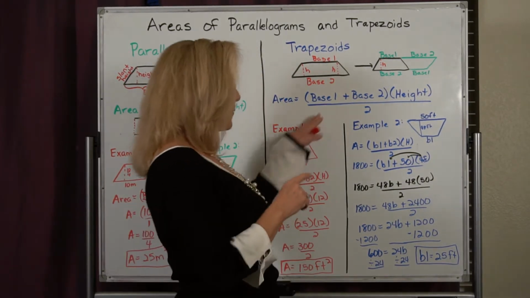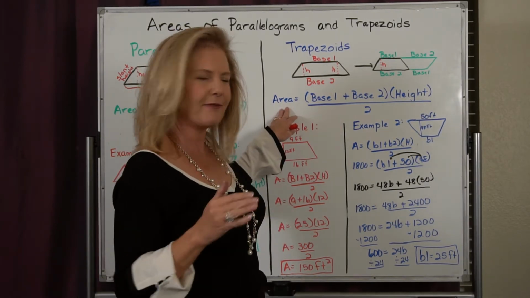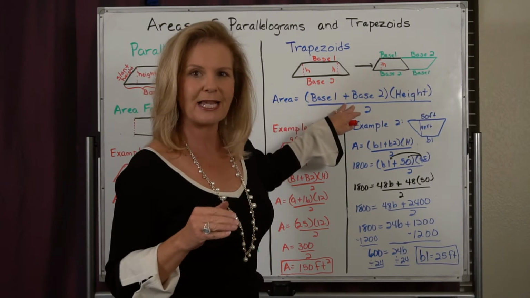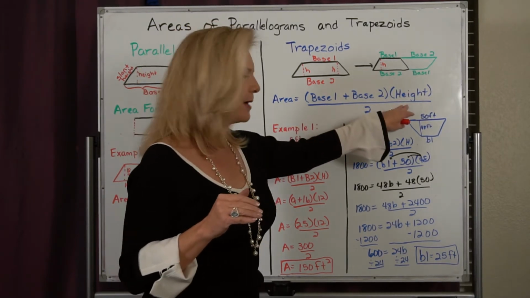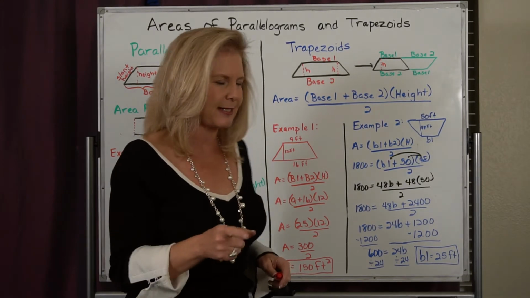Now, the formula looks like a monster. If we look at this, the area of a trapezoid is base 1 plus base 2 multiplied by the height divided by 2. So I want to break down why it looks like that.